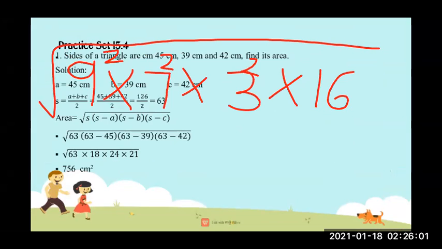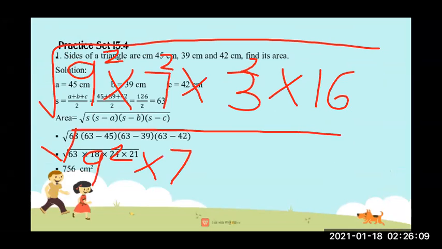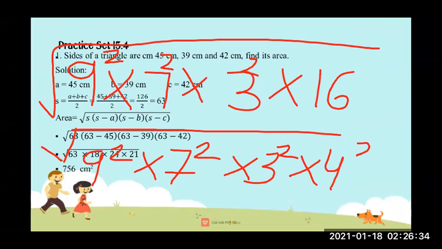Now here once again we will write the same thing: square root of 9 square multiplied by 7 square multiplied by 3 square. Now 16 is the square of which number? Very good. It is the square of 4. Not 8, it is the square of 4. So we will write multiplied by 4 square.